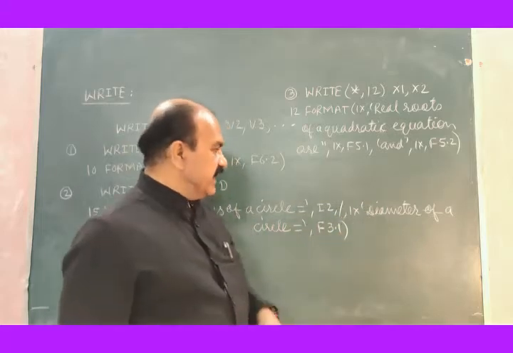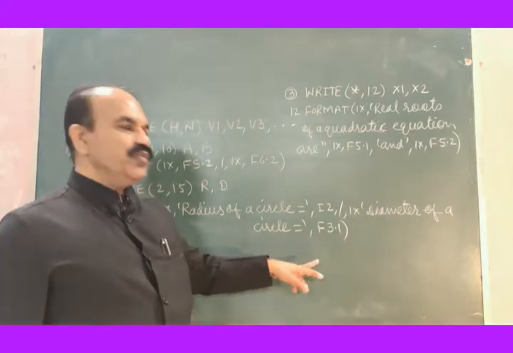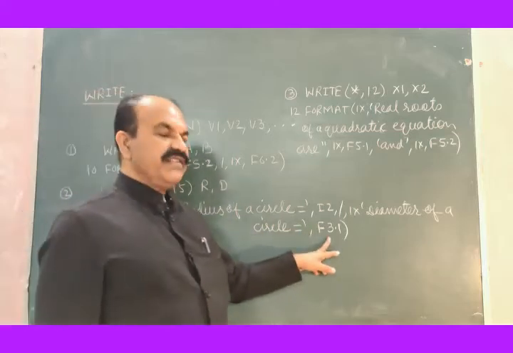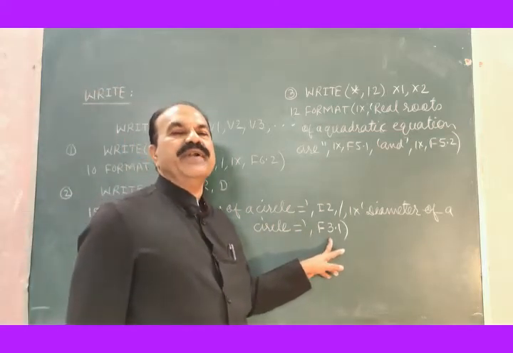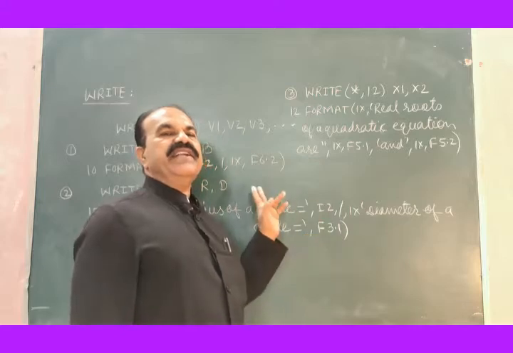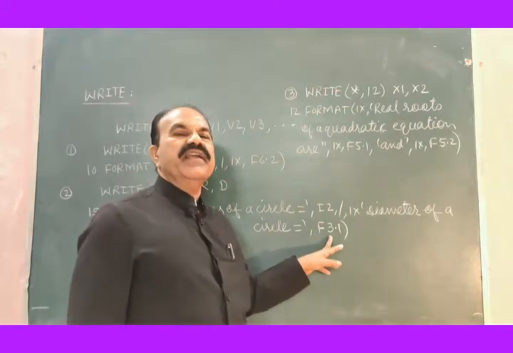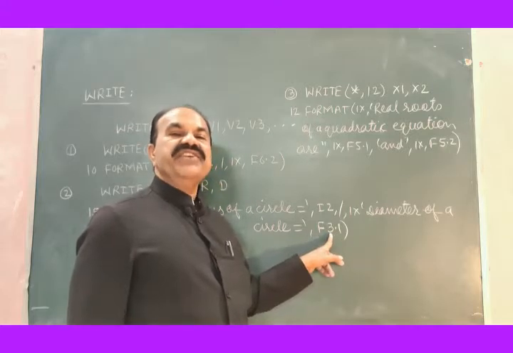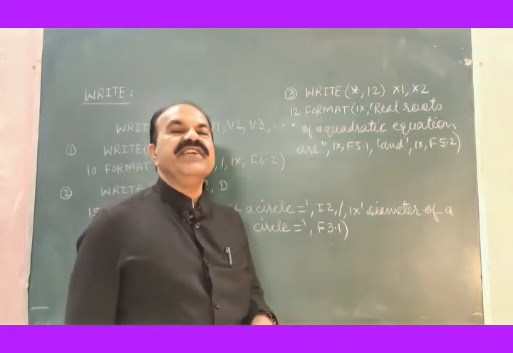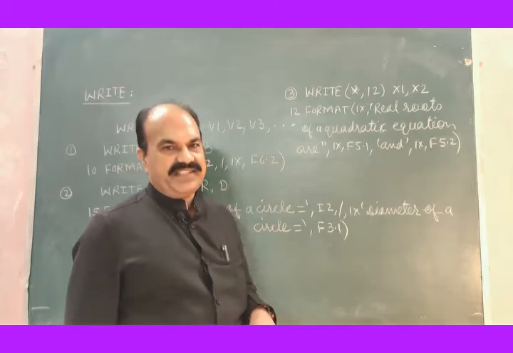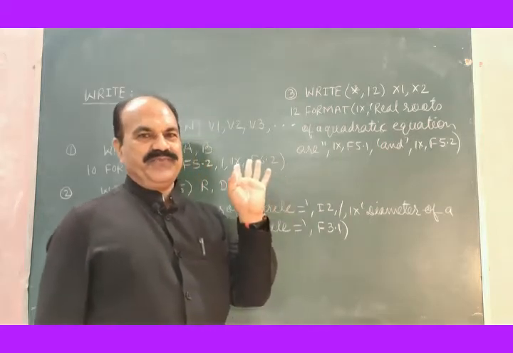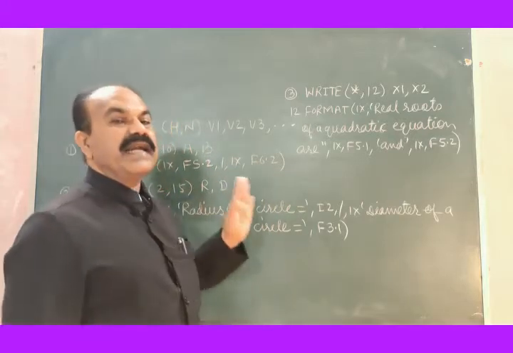Diameter of a circle is equal to F3.1. This D is printed in the form of F3.1. Here it is assumed that D, the diameter, is a real constant and its total width is 3 digits, decimal width is 1 digit. This decimal digit may be 0. Okay, this is the second example.